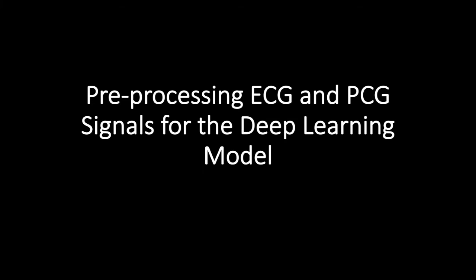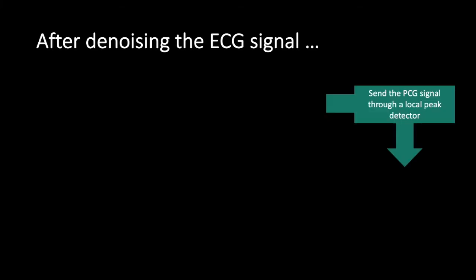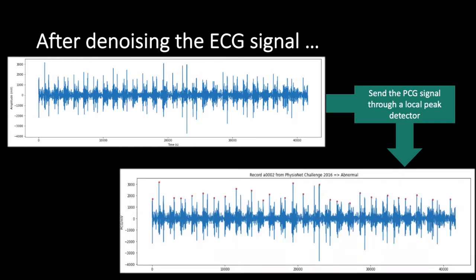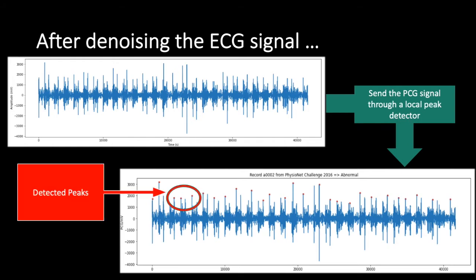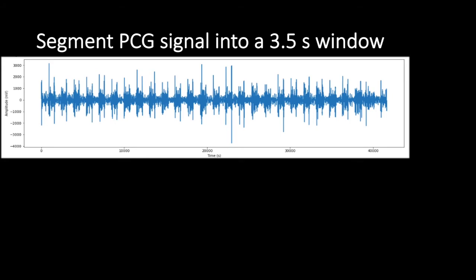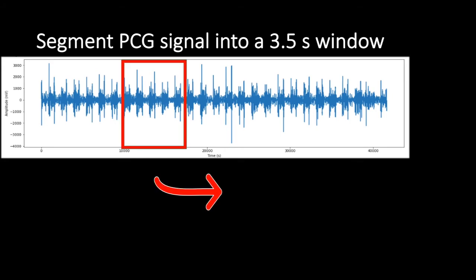These are the pre-processing steps that we follow to feed the ECG and PCG signals to the deep learning model. After the denoising steps, we run a local peak detector on the PCG signal and detect the strongest peaks in each heart cycle. Those are marked in red here. Once these peaks are detected, we select a 3.5 second window starting from that main peak. It is zoomed in the picture below.